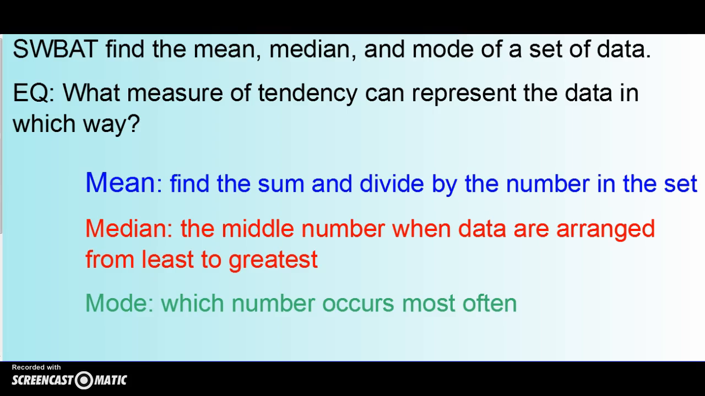But as a review, I know some of you have said you've already had this. The mean is the average. So you find the sum of all the data and divide by the number of data in the set. The median, you list from least to greatest and find the number that comes in the middle of that arrangement of data. And sometimes you might not have a number there, but you'll have to find the average of the two that are in the middle. So if it's an even number of data, you'll have to find the average of the middle two. And the mode is the number which occurs most often.